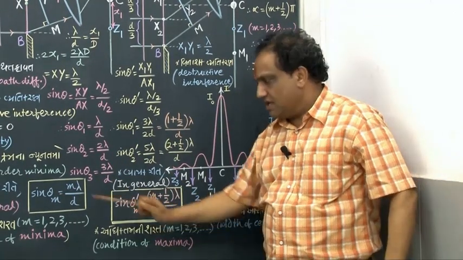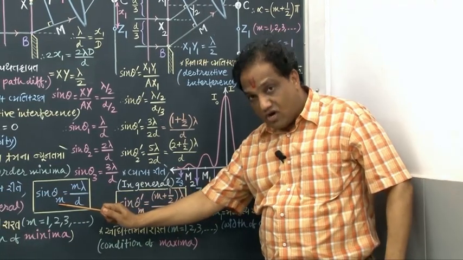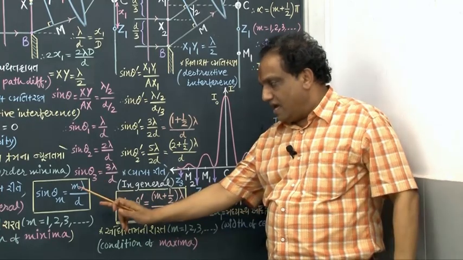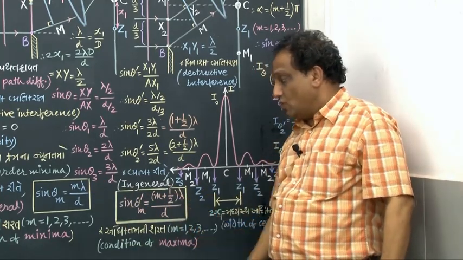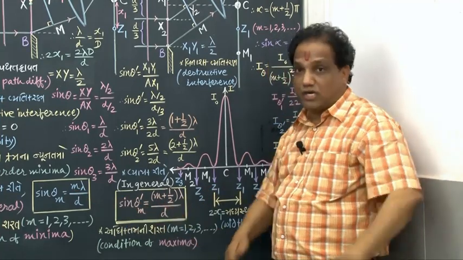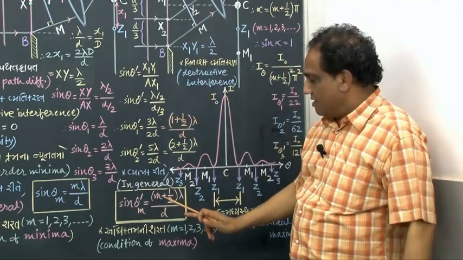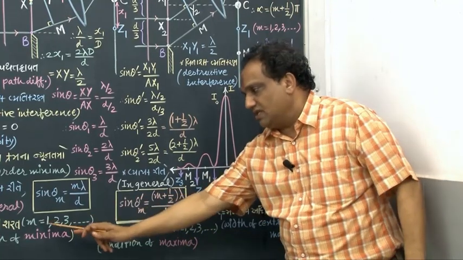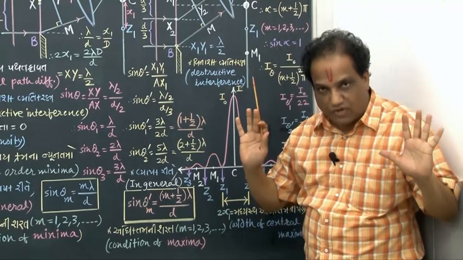What is the difference? Here the angle of diffraction is theta m. Here the angle of diffraction is theta m dash. Here only m, here m plus 1 by 2. Here m indicates the order of minimum. Here m indicates the order of maximum. Here m values are changing 1, 2, 3 and so on. Here also m values are changing 1, 2, 3 and so on. Got it? Fine.